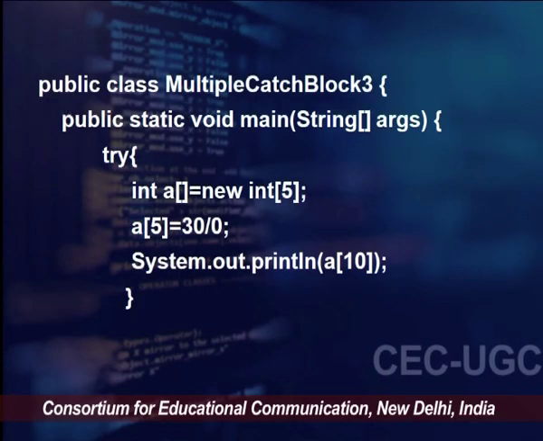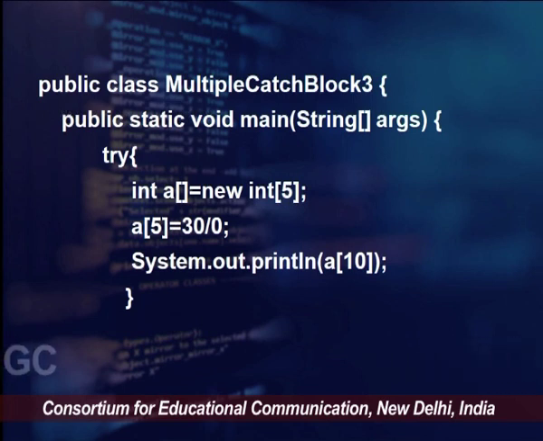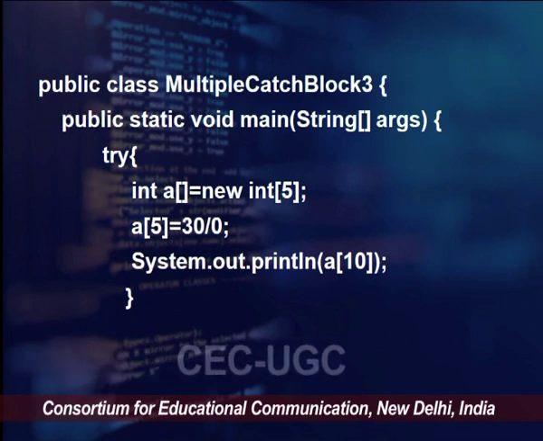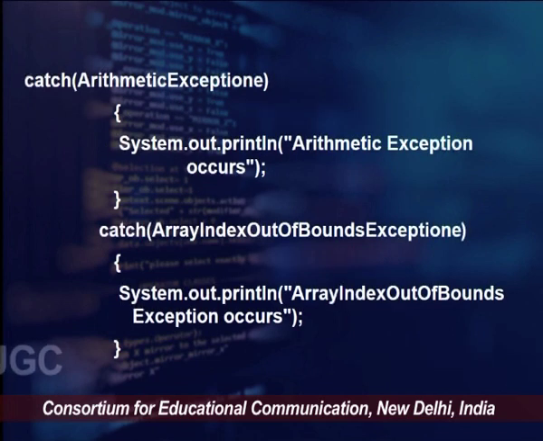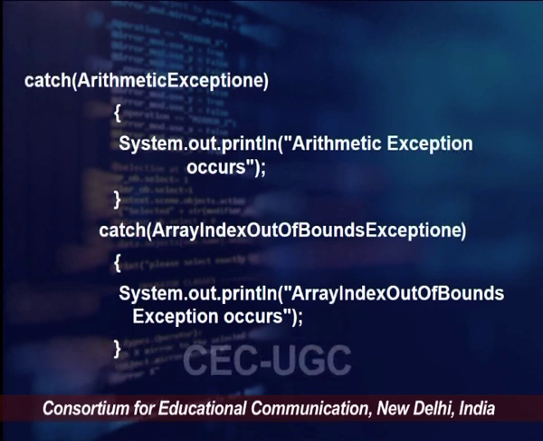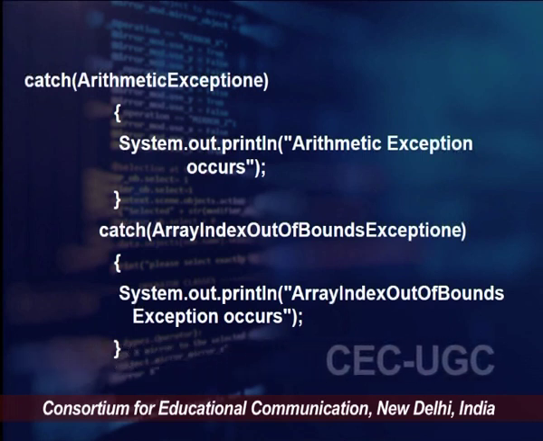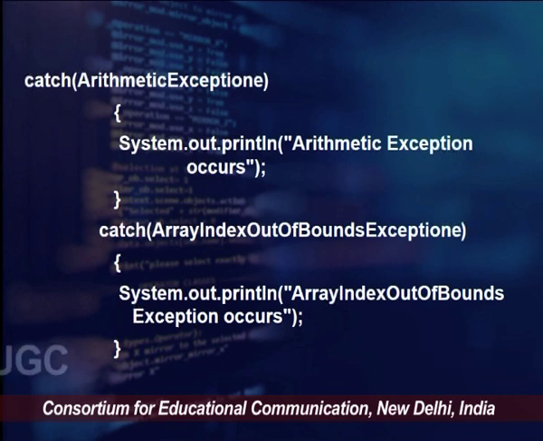Now, let us see one more example of multiple catch blocks. In this code, we have integer a is equals to new int 5. Within the try block, we have A of 5 is equals to 30 by 0 and system dot out dot println a of 10. And we have both the exceptions here: one is the arithmetic exception, then the array index out of bounds exception, which is again followed by the parent class exception and the rest of the code.